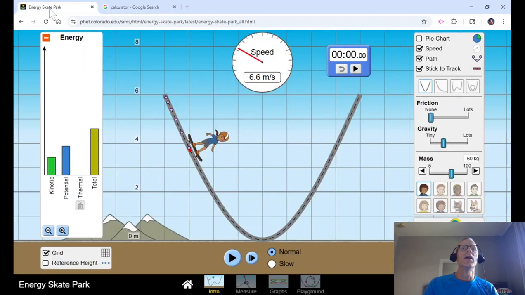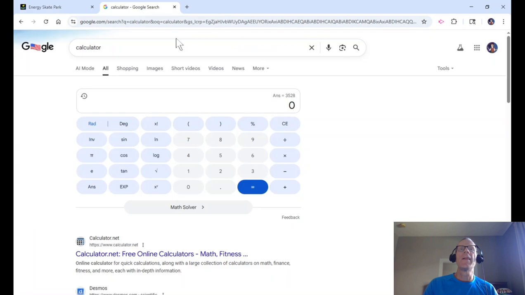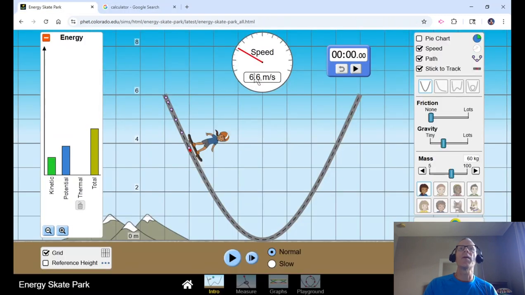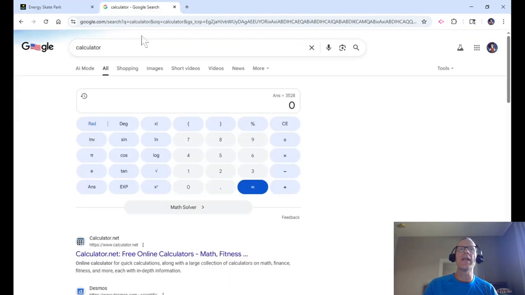And her kinetic energy, 1/2 mv squared. It's kind of hard to tell. The biggest number I saw here for the speed was 10.8. So we'll go 1/2 m, that is her mass again, times 10.8 squared. The first answer we got was 3528, and here we get about 3,500.